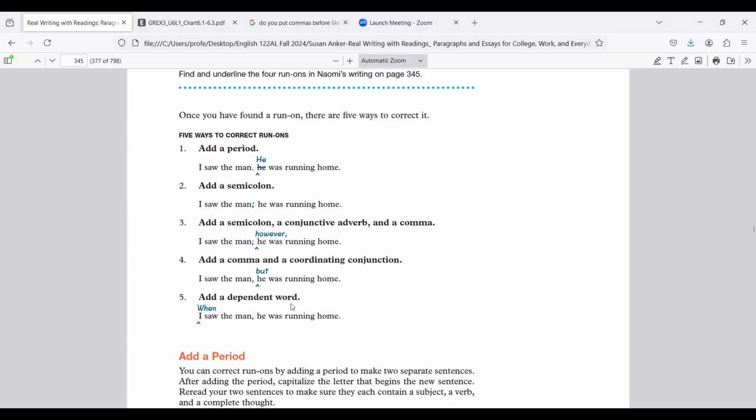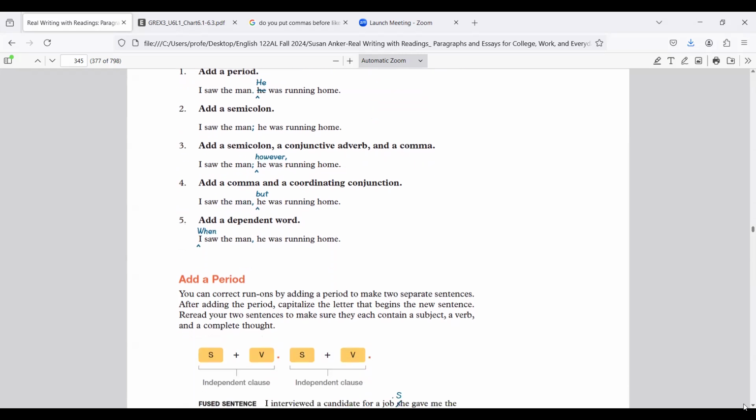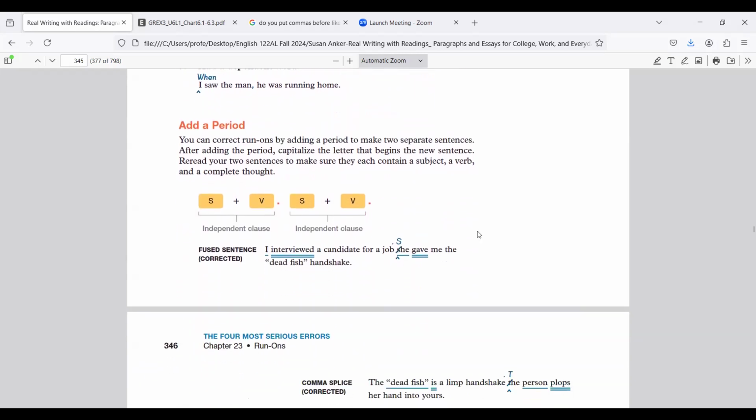Or add a dependent word. When I saw the man, he was running home. Because then that makes this a dependent clause. And then it works, with the dependent clause plus the independent clause. So let's talk about this. When you have a subject, verb, and complete idea, put a period. It's an independent clause. Same thing.